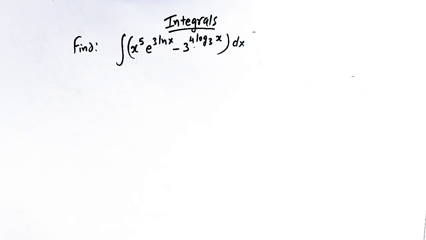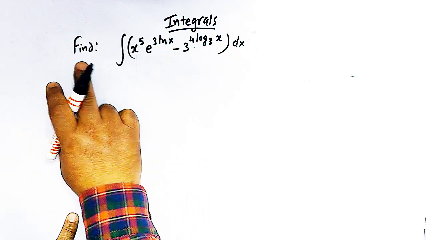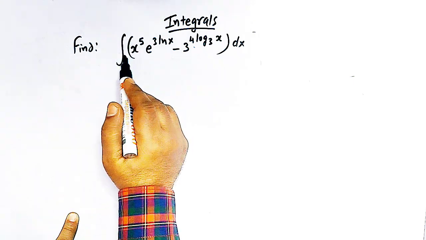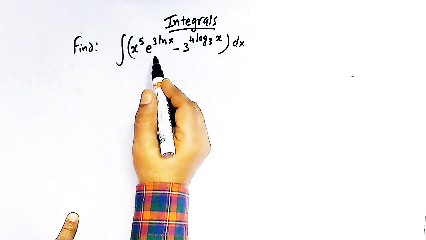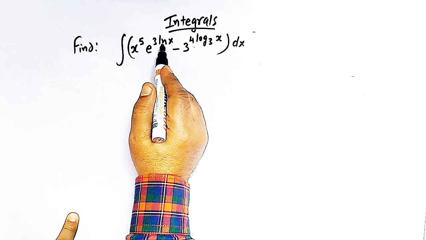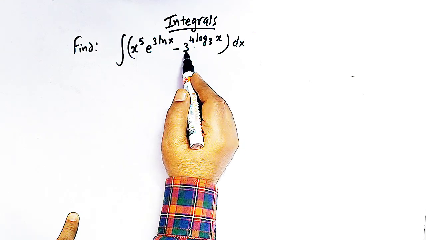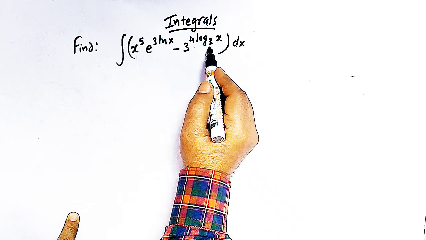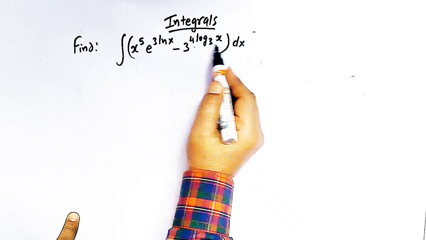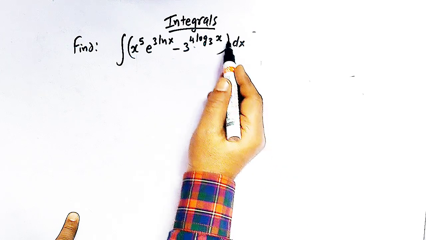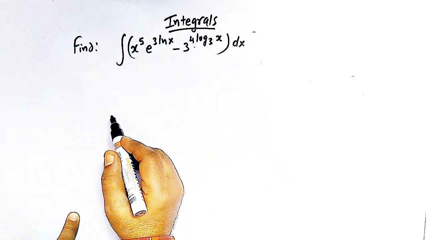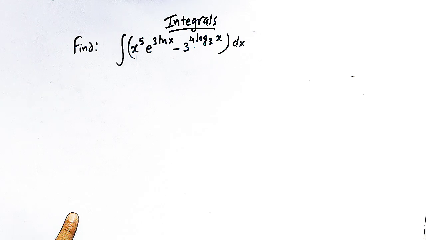Hello viewers, in today's session let us solve this indefinite integral. So here we have to evaluate the integral x raised to 5 times e raised to 3 times the natural log of x, minus 3 raised to 4 times logarithm of x to the base 3, right? So here we'll see how we can easily find out the value of this indefinite integral using an important property of logarithms.